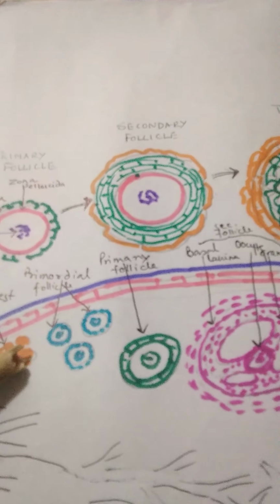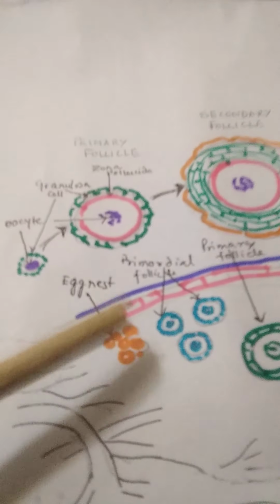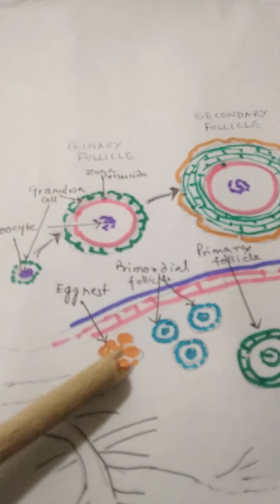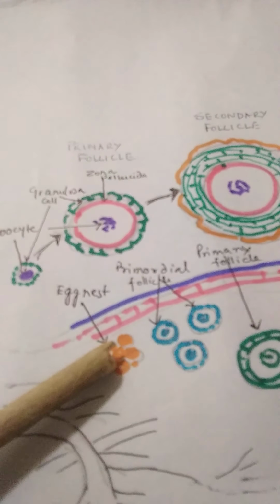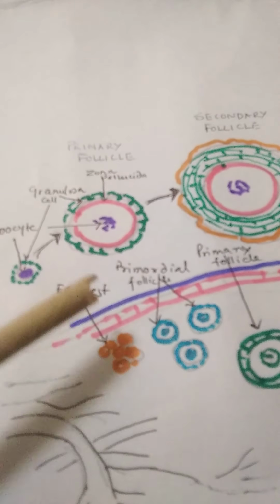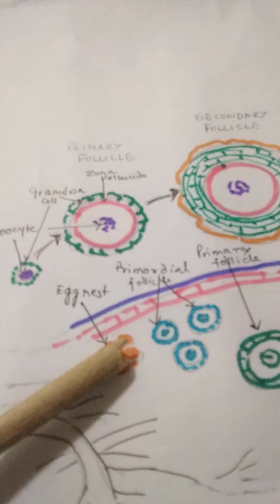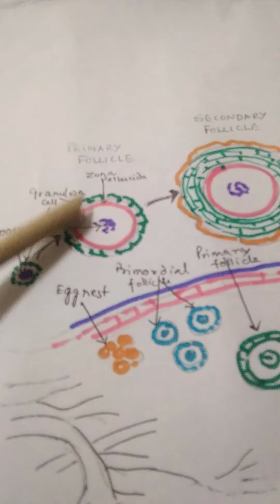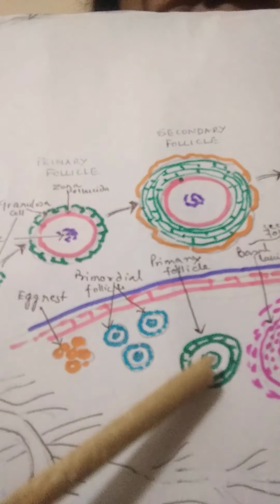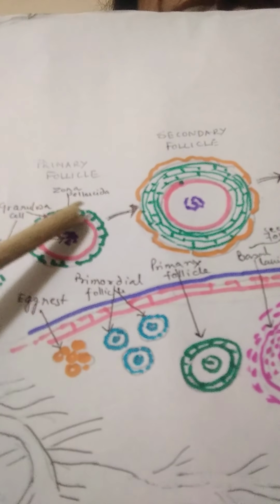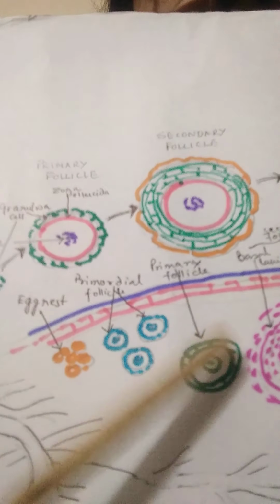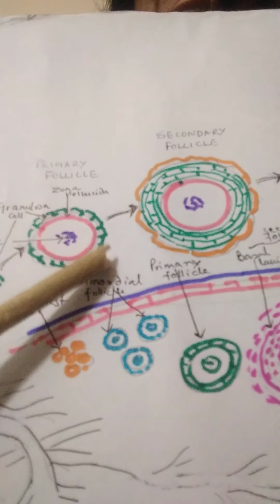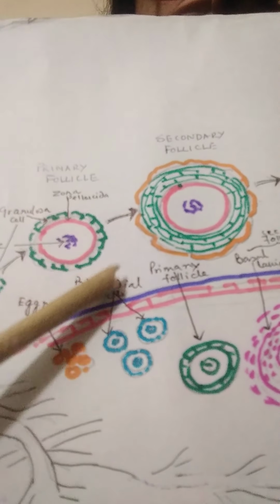Now, first of all, let us consider this. The larger germinal epithelial cells divide and redivide to form numerous oogonial cells, which form the egg nest. The oogonial cells divide and form the primary oocyte. You can see here this primary oocyte. When this primary oocyte gets surrounded by a single layer of follicular cells, it is called the primary follicle.